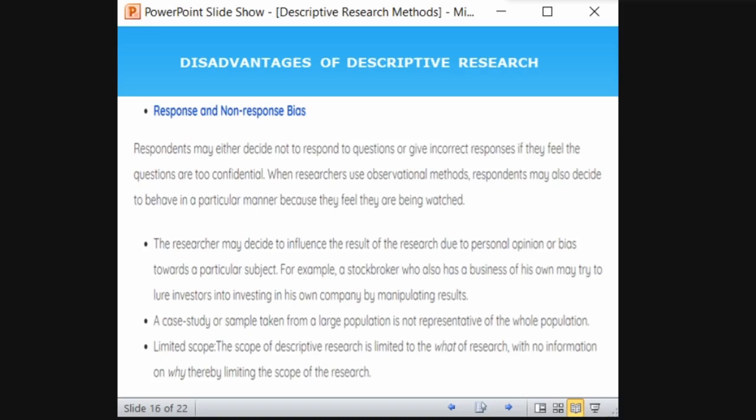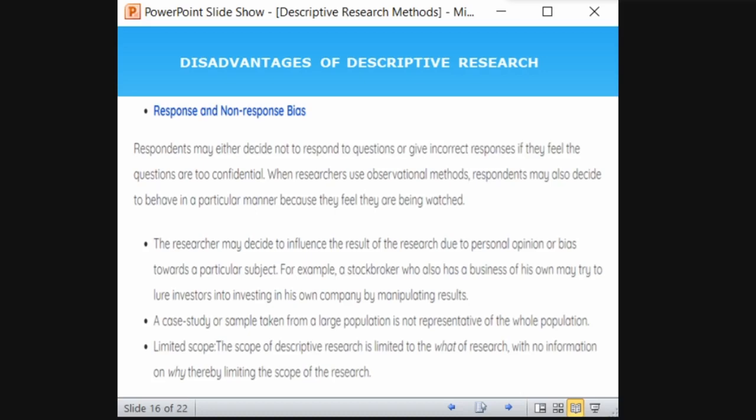So there are certain disadvantages also. What are they? Response and non-response bias. What do you mean by that? Respondents may either decide not to respond to questions or give incorrect responses if they feel questions are too confidential. Sometimes in the questionnaire method, respondents may decide not to give correct answers, or not to even respond. They just leave it blank, and they won't even respond to the questionnaire. There are certain cases like that.